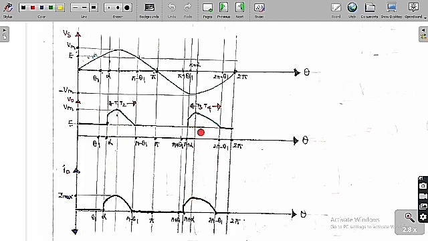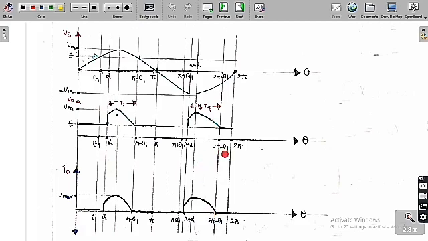Whereas from pi plus alpha we have triggered T3, T4, so they are on. So therefore if you apply the KVL, we are going to get the output voltage equal to negative of the source voltage, and the output current is equal to (V0 minus E) by R. So this is the graph we are going to get.